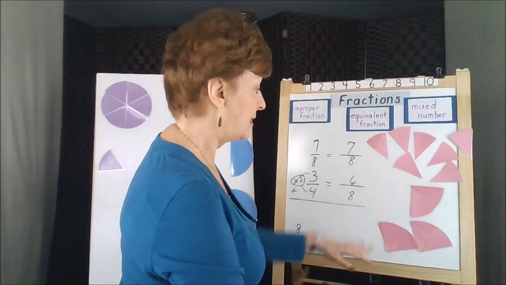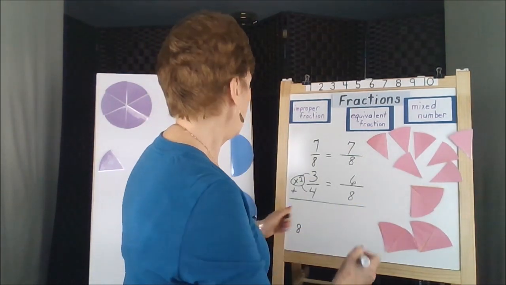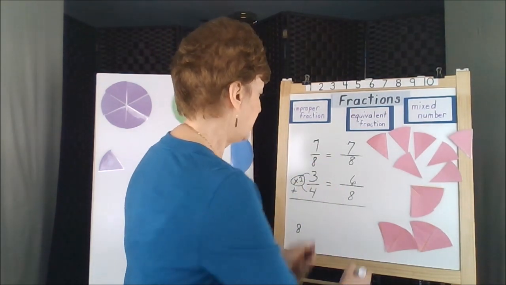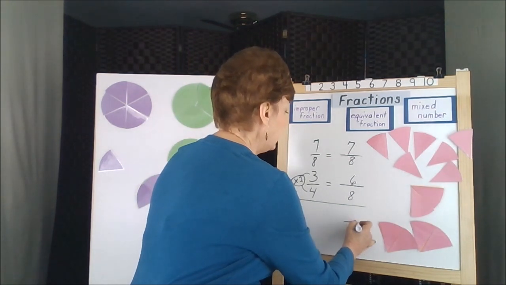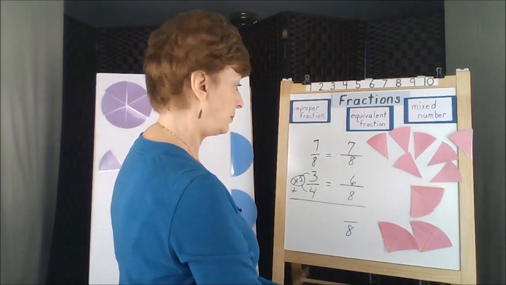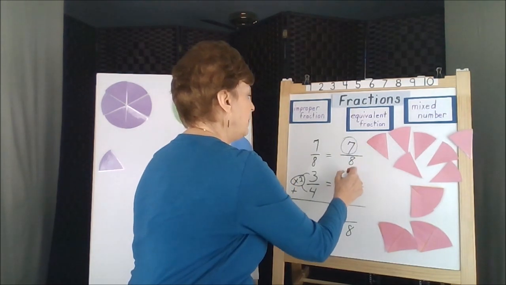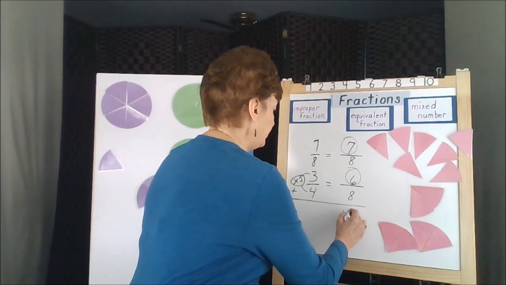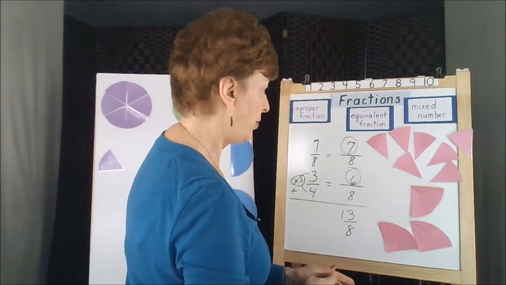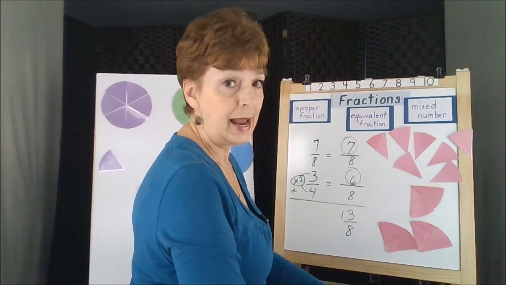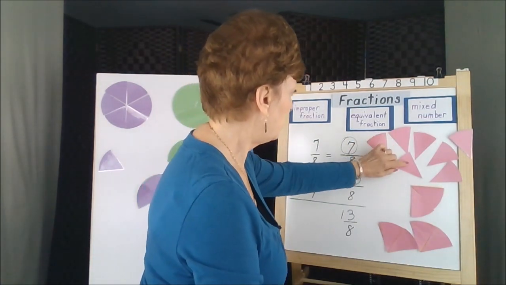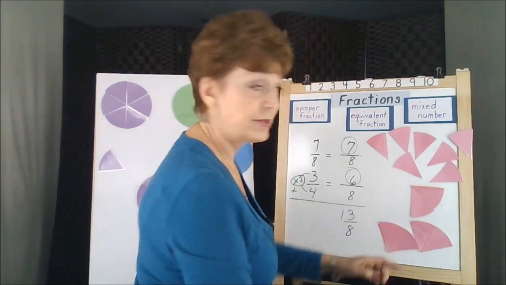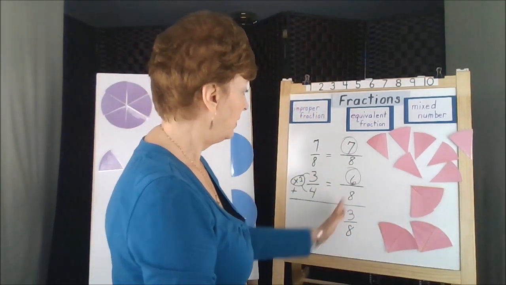Now everything is the same size piece. We can then do our math. The denominators are the same, so I'm going to drop my 8 into the answer. That's the denominator. And then add the top numbers, the numerators. 7 plus 6 is 13. This tells me that I have 13 of these eighths. 1, 2, 3, 4, 5, 6, 7, 8, 9, 10, 11, 12, 13. Mathematically, pictorially.